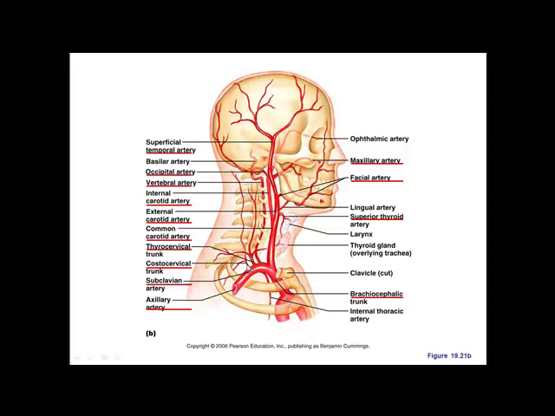Next one, we have our costocervical trunk. So we'll have an artery going down to distribute to our ribs, and we'll have an artery traveling right up our spinous processes of our cervical spine. And then, like I was saying, brachiocephalic trunk, subclavian, and subclavian artery will turn into the axillary artery as it enters the axilla.